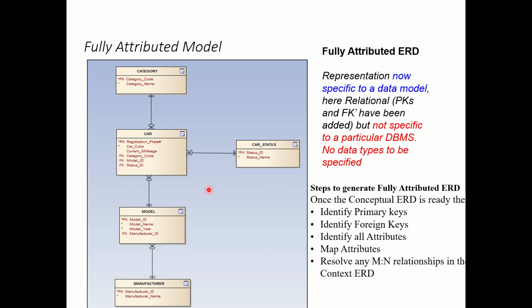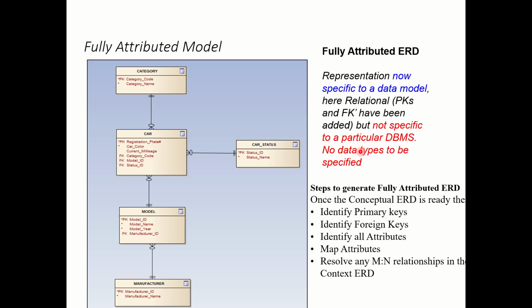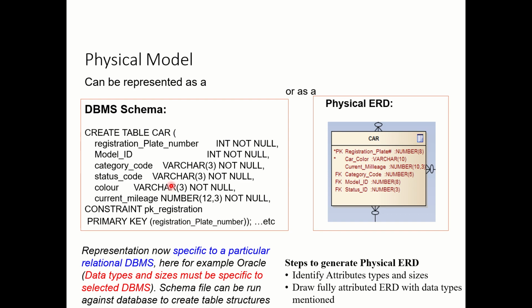Okay, so now comes to the physical model. In the physical model, you are going to create, say, car. We will take one physical ERD, say car. So how will you actually create the physical model for that particular car? For the car, say you have the registration plate. Registration plate has to be a number. The car color, it has to be a varchar. The current mileage, what should be the current mileage? So each one you have to clearly mention what it has to be.